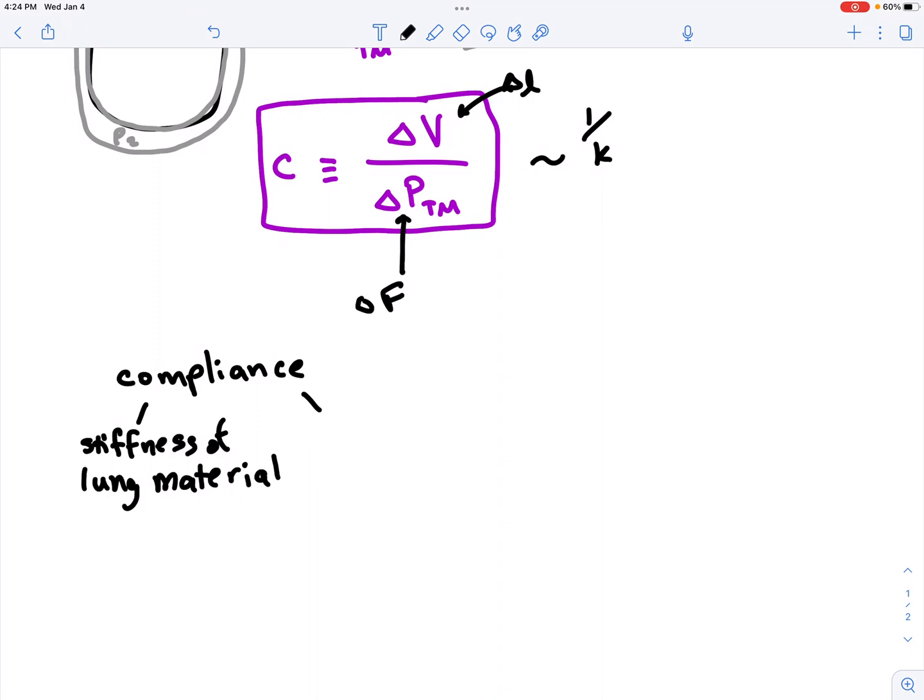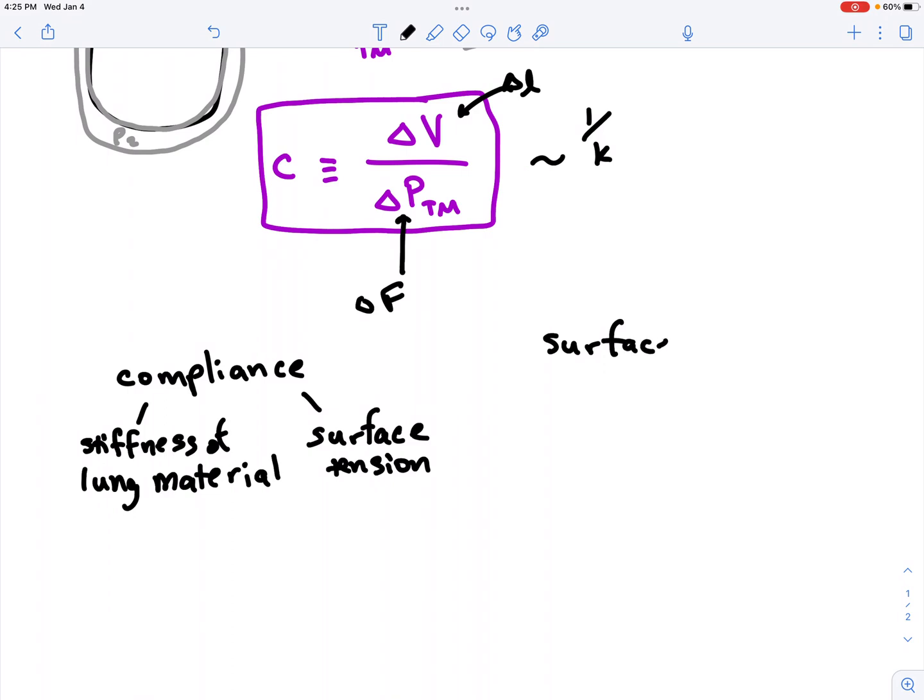But that's one factor. The other factor that I want to touch on is surface tension. So the first factor, the stiffness, I think is very intuitive, so I'm not going to harp on that point. But surface tension is the other factor that will determine the compliance of the lung. And so let's talk about why surface tension is involved here. So what is surface tension?